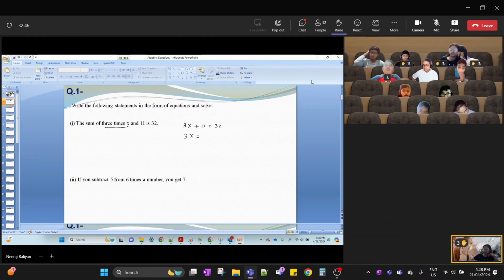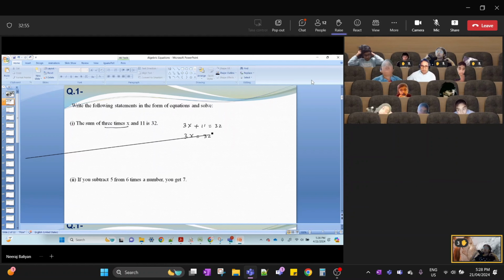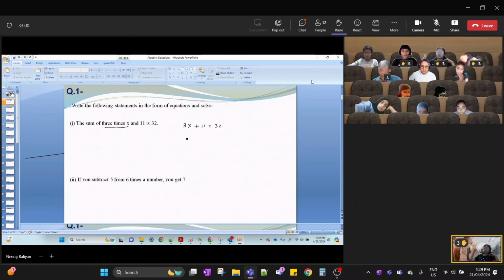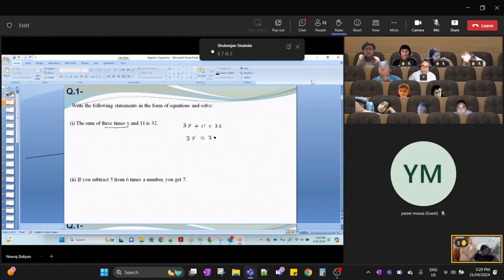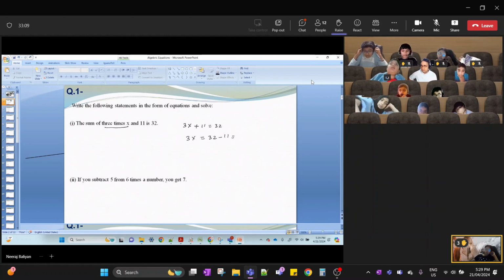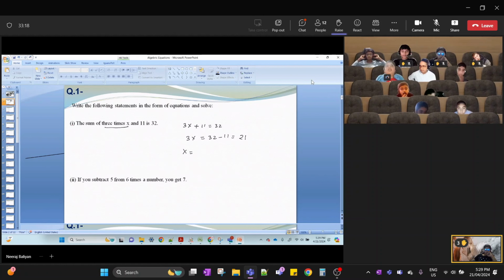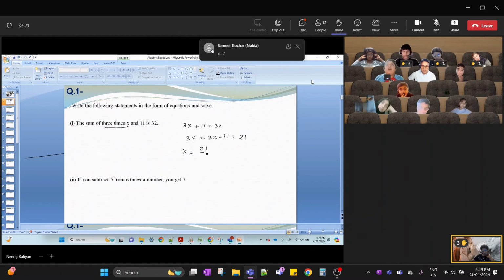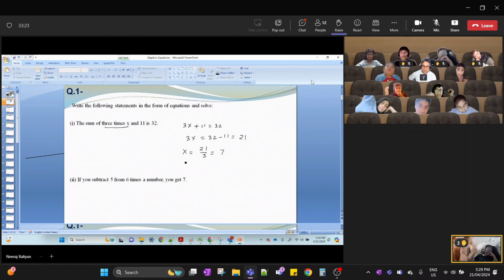The positive 11, when it goes to the other side, will become negative. So 3x equals 32 minus 11. 3x is equal to 32 minus 11, which is what? Performing the calculations, we find that 3x is 21. And x is equal to 21 divided by 3, since we take the 3 to the other side, which is 7. Perfect. Thank you, Arav.